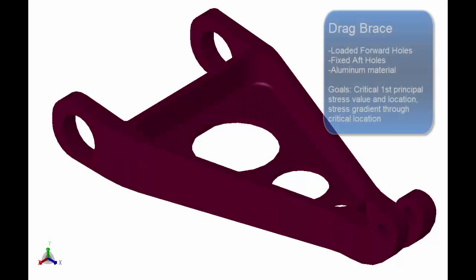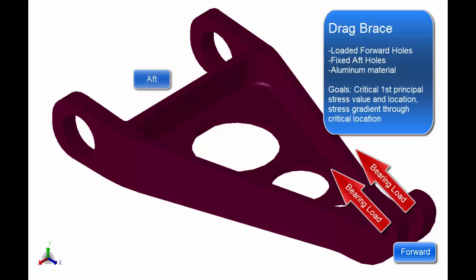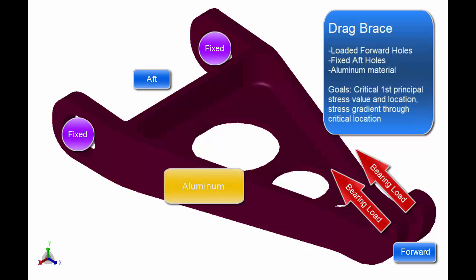The problem at hand is a drag brace geometry with forward, which are the smaller hole surfaces, loaded by bearing stresses, and aft, which are the larger hole surfaces, fixed. The material is aluminum, and we are interested in the critical stress value and location, and its local influence via gradient assessment.